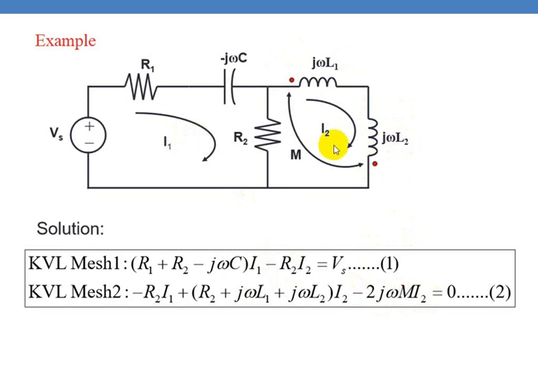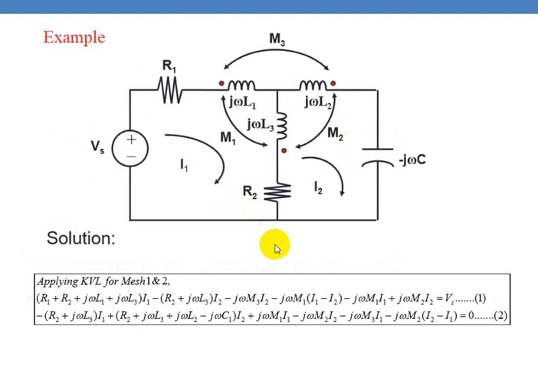So usually the unknowns will be the currents, find the currents if the other values are given. And coming to this one, here there are three coils, and they are coupled. M1 is mutual inductance 1, M2 is between the second and third coil, and M3 is between L1 and L2. Now let us write the equations.